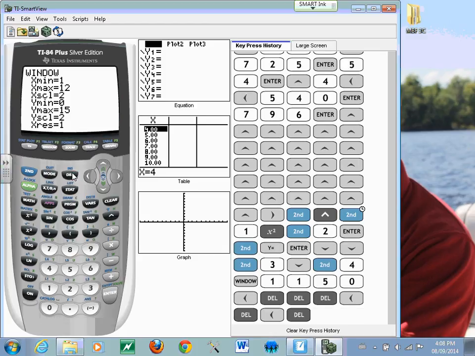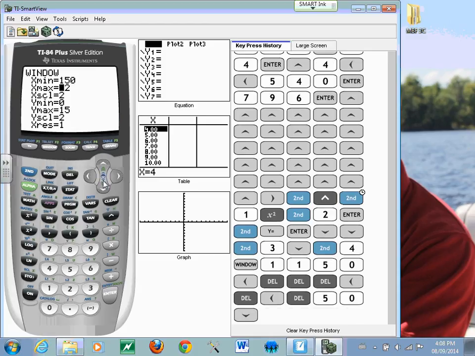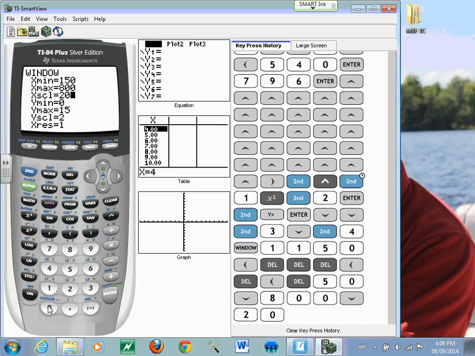Okay, so 150, that'll be our smallest one. Enter. And then our maximum capacity looks to be around 796, I think. So we'll go 800. Okay. And enter. Scale, maybe you want to go 20s for that one.